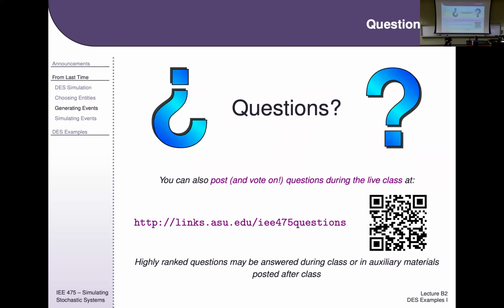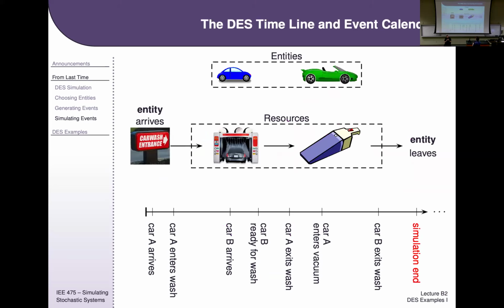So any other questions about this before we move on to our examples, like the homework? Okay, so the hand simulation example from the homework is basically inspired by a simpler version of what we did last time with the car wash.